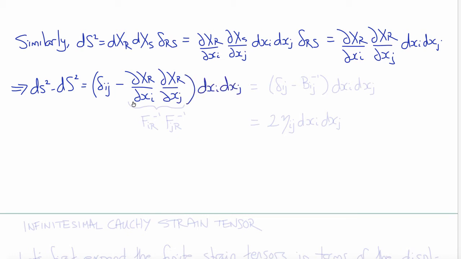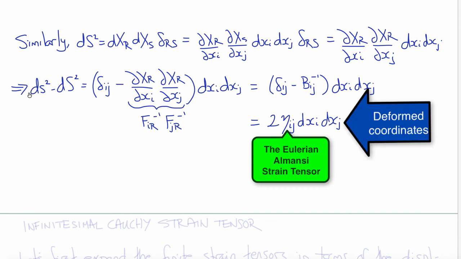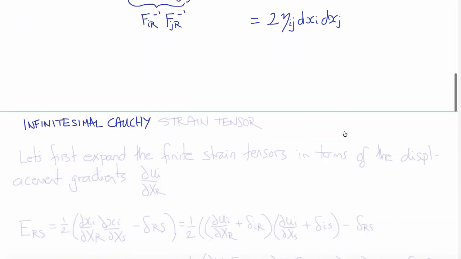And this time we notice that del Xr over del xi is the inverse of F ir, del Xr over del xj is the inverse of F jr, and their product is the inverse of the left Cauchy-Green deformation tensor B ij. So now we get that the difference in the squared length changes is equal to 2 times A ij, since this expression is 2 times the Almansi Eulerian strain tensor. So we can see that the finite strain tensors relate squared length change to either the current deformed coordinates or the original undeformed coordinates.